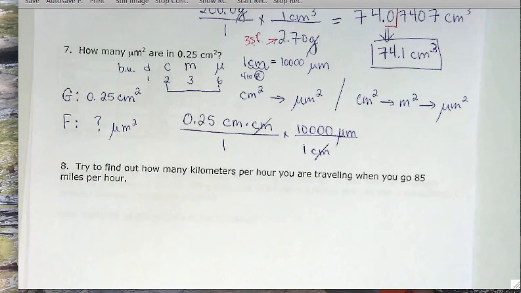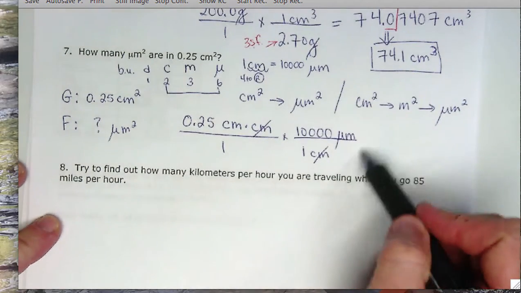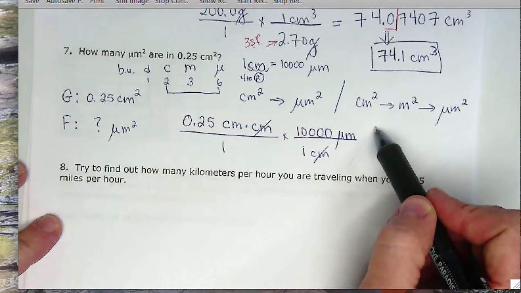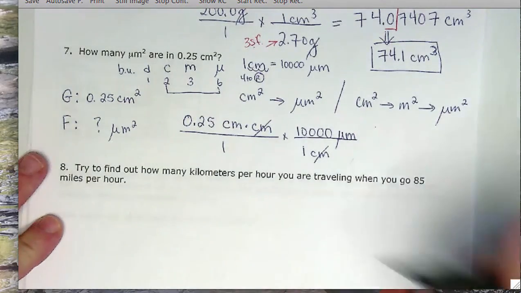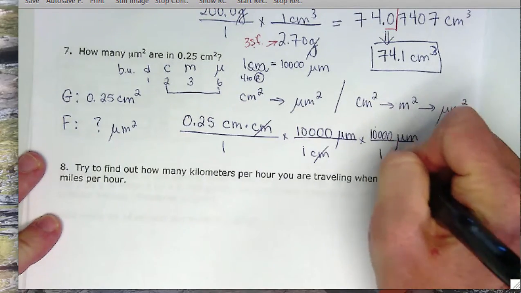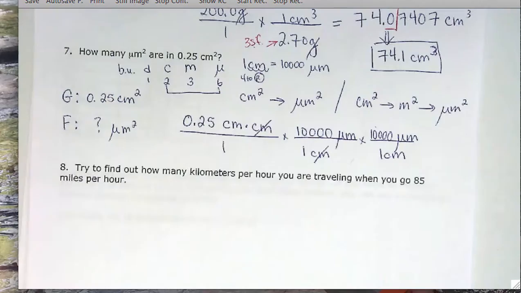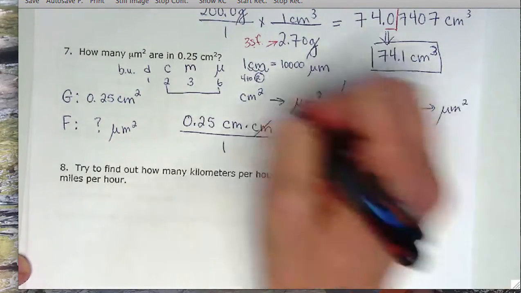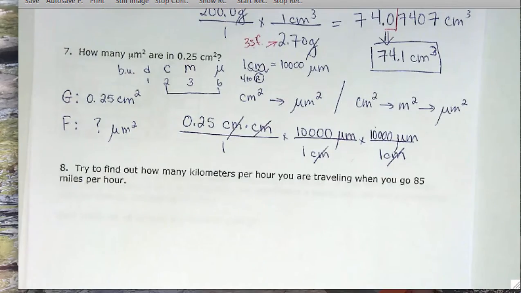So we need to do one more conversion. How are we going to convert that last centimeters to micrometers? Repeat it. Now you could put parentheses around here and put a square, which would mean multiplying it twice, or you could write it out like this. Now, what are our units? Micrometers squared. Micrometers, micrometers. Good. So, you're going to do 0.25 times 10,000 times 10,000.